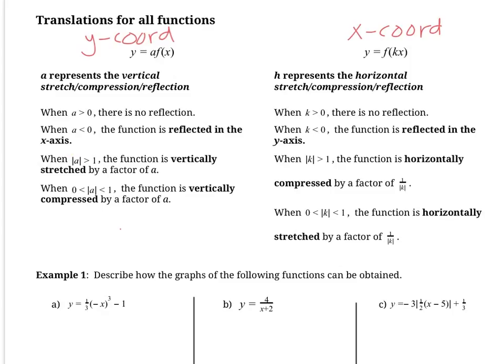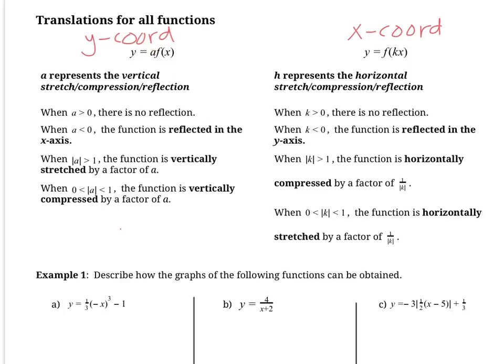The reason is because all the y's are going to go from positive to negative or negative to positive, vice versa. And when k is less than 0, so it's negative, it's going to be reflected in the y-axis. So now let's take a look at what if this number is greater or smaller than 1.